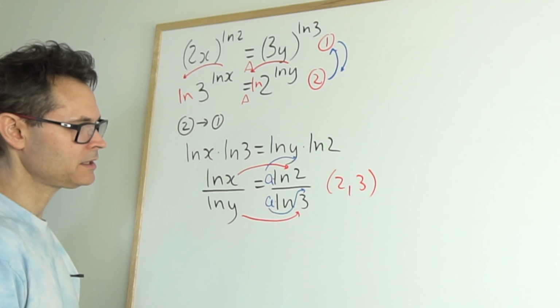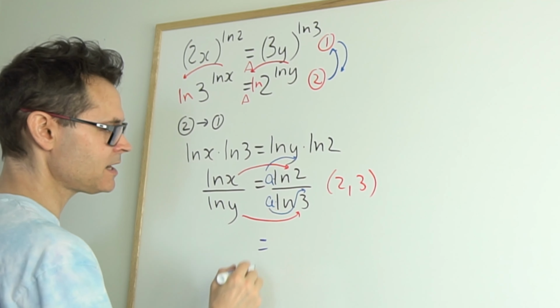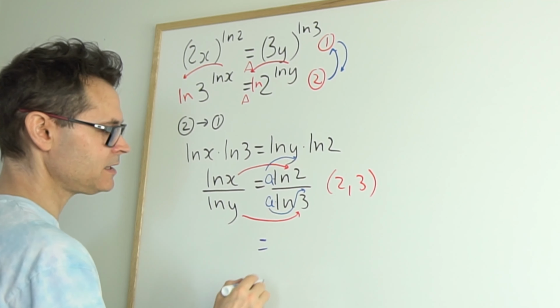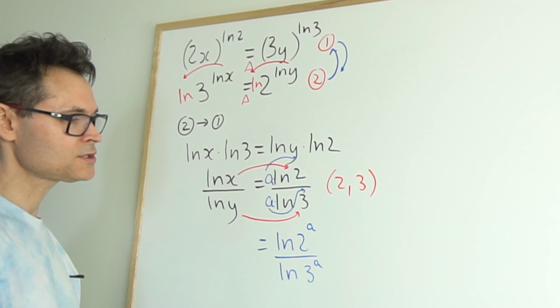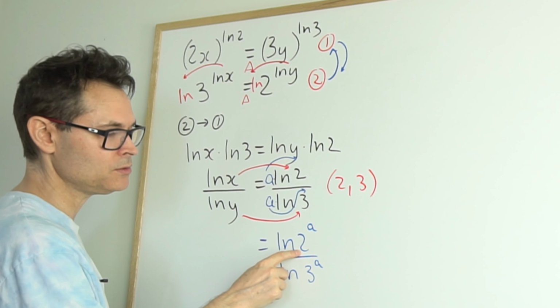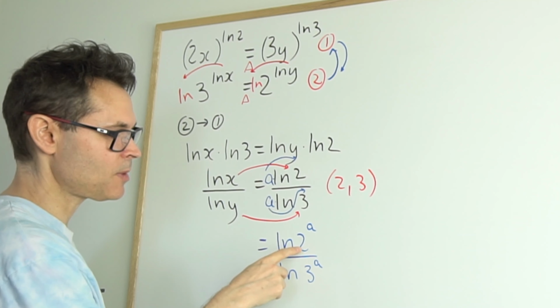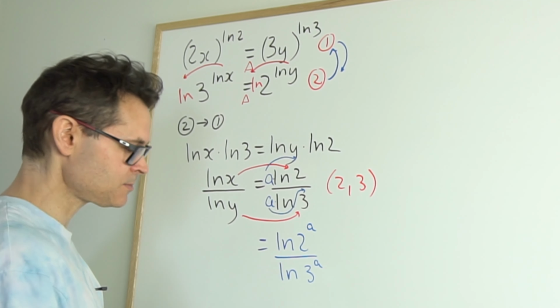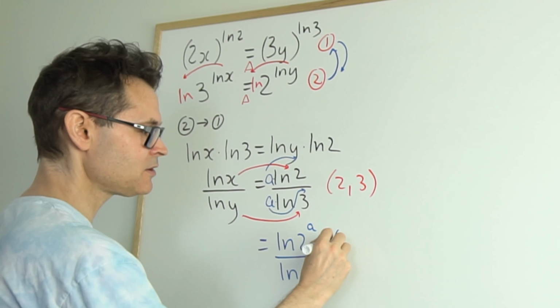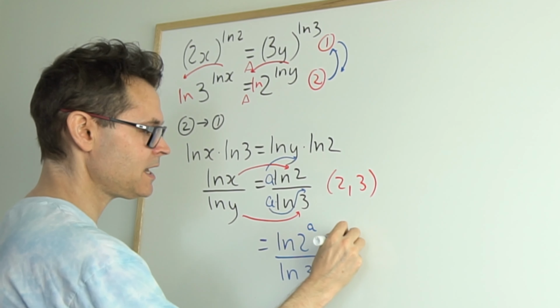So I could, if I wanted to, write the right-hand side here as the ln of 2 to the a over the ln of 3 to the a. And now this opens up further answers, at least to the second equation. This also tells us that any power of 2 that sits in the x spot and any power of 3 in the y spot is a solution. So this tells me that 2 to the a, 3 to the a is sort of a general solution for the second equation.